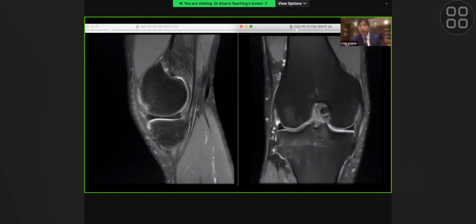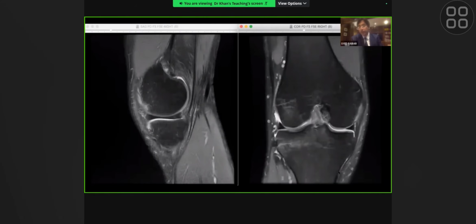You can see the tibial attachment. Remember, it goes way down, almost 5 centimeters or 7 centimeters below the medial joint line. So we pretty much answered all the questions.